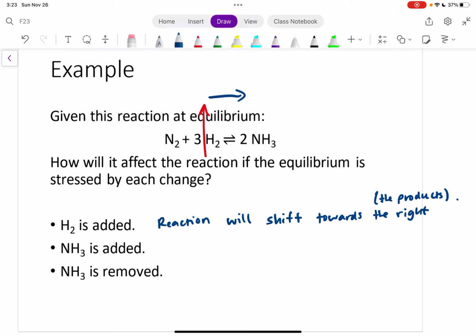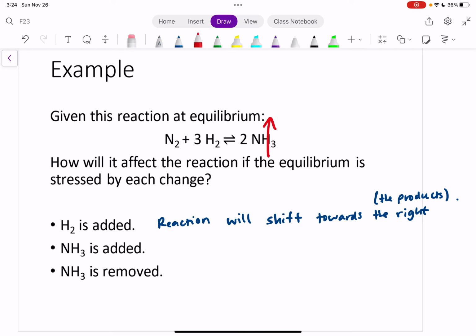Okay, we've added more H2. Our reaction was at equilibrium, now it's super unbalanced, and it's going to try to correct that change by producing more of our product in response. Okay, let's try this. NH3 is added. So now, instead of increasing the concentration of H2, we are increasing the concentration of NH3.